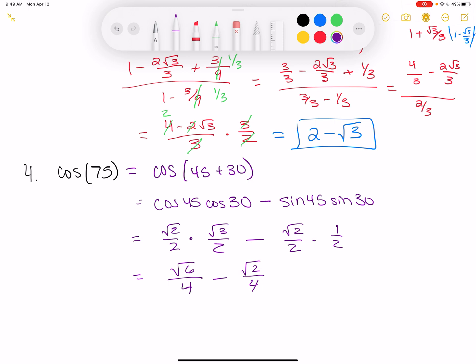You can't add and subtract radicals that are not the same. So this gives me the square root of 6 minus the square root of 2 over 4. See, this one's much easier, right?